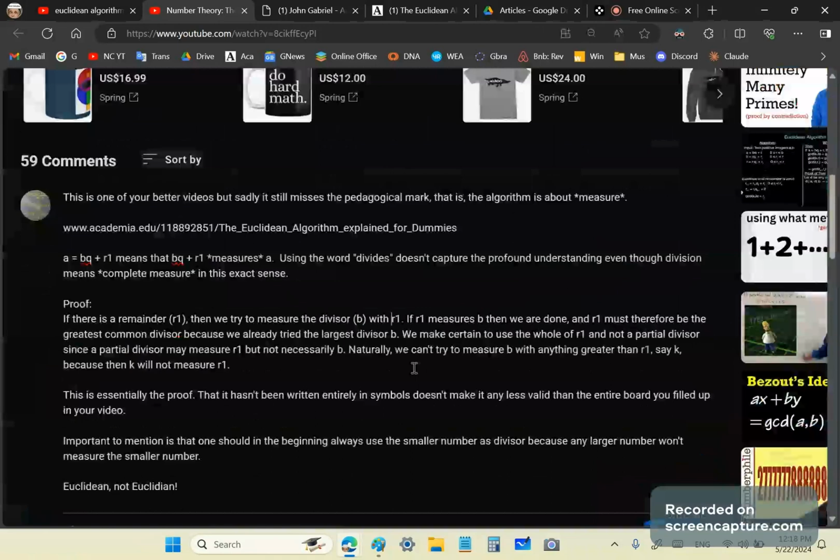And R1 must therefore be the greatest common divisor, because we already tried the largest divisor B, right? And B is larger than R1 because R1 is a remainder. So we make certain to use the whole of R1 and not a partial divisor. So a partial divisor would be any linear combination of R1.